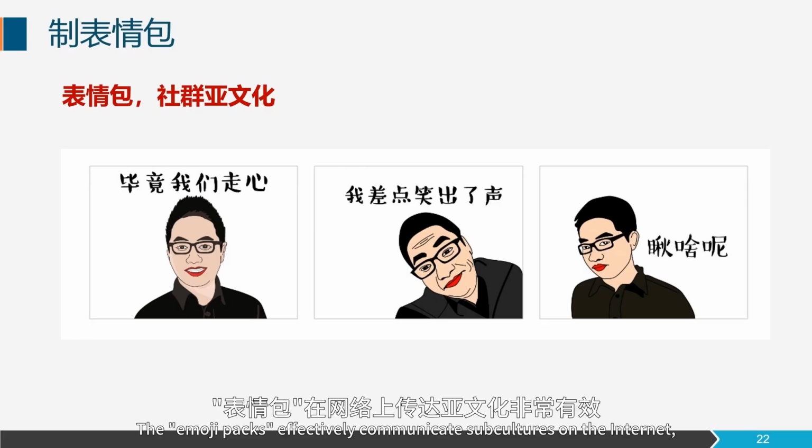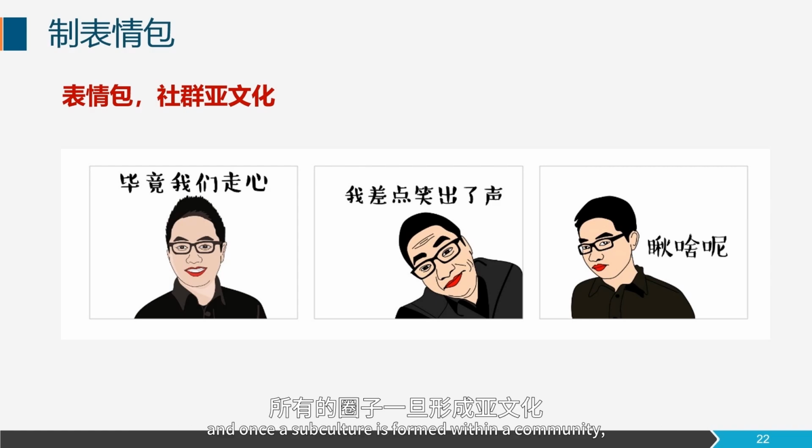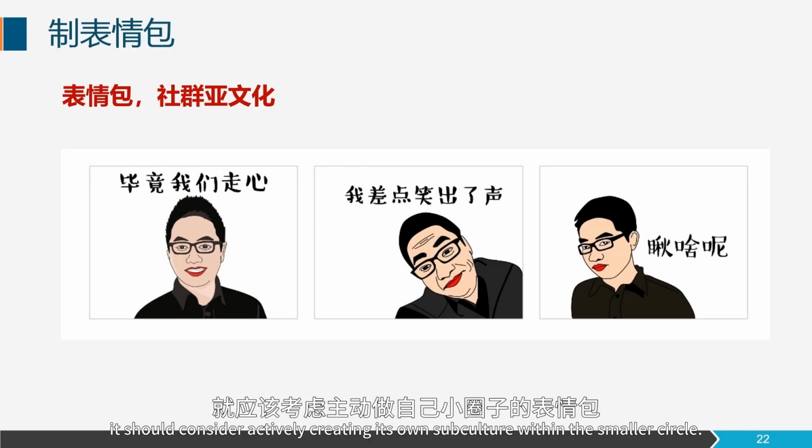The emoji packs effectively communicate subcultures on the internet. And once a subculture is formed within a community, it should consider actively creating its own subculture within the smaller circle.